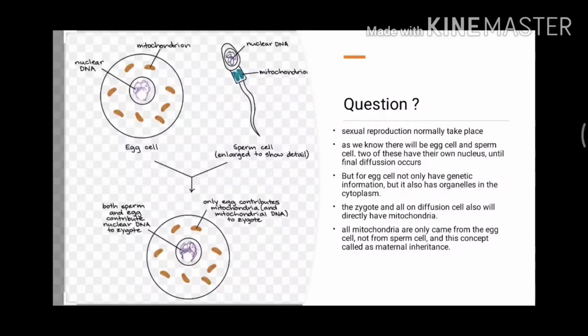But the egg cell not only has genetic information, it also has organelles in the cytoplasm. The zygote and all subsequent divided cells will directly have mitochondria. All mitochondria only came from the egg cell, not from the sperm cell, and this concept is called maternal inheritance.